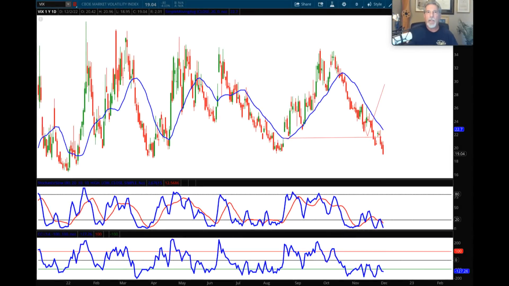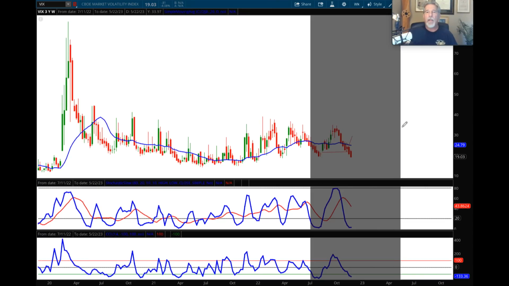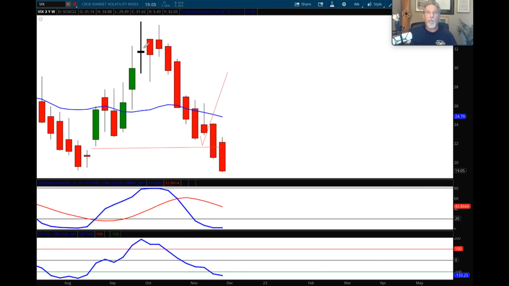I'm AJ Monte, and this is a one-year daily candle chart of the CBOE Volatility Index, ticker symbol VIX. I'm starting off with this one because if you had a chance to join us on Wednesday during the midweek market report, I did talk about this, and I showed the weekly chart on the VIX going back some years. As I zoom in here, you can see that we now have 10 red candles in a row. That has not happened in many years.